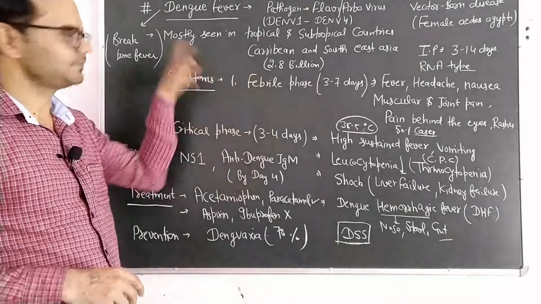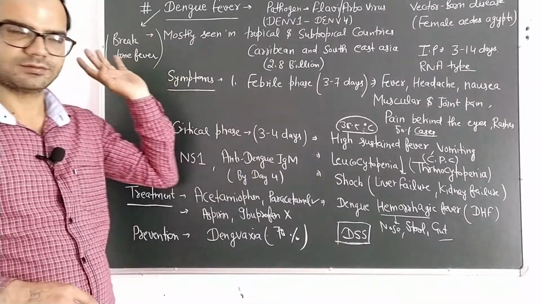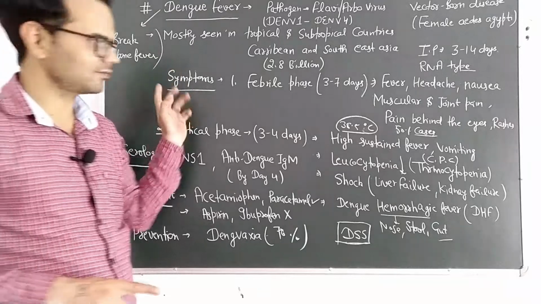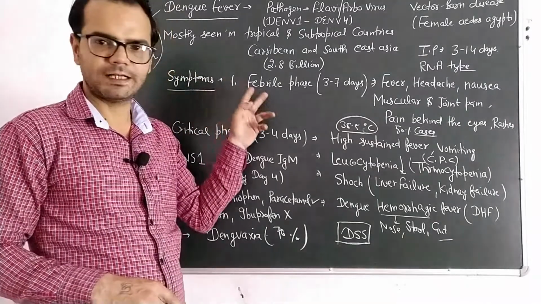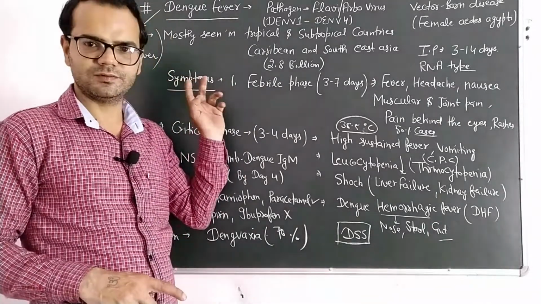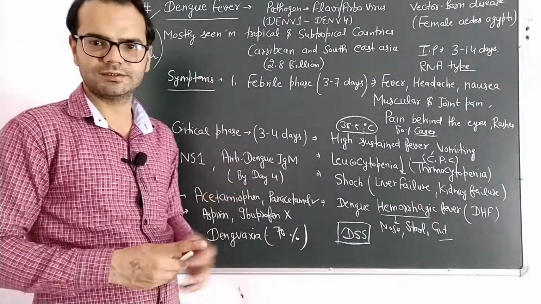So that's it for dengue fever, right? In the next segment we will discuss HIV, viral disease number 4. That's it for dengue fever.